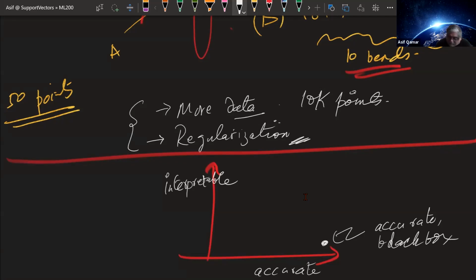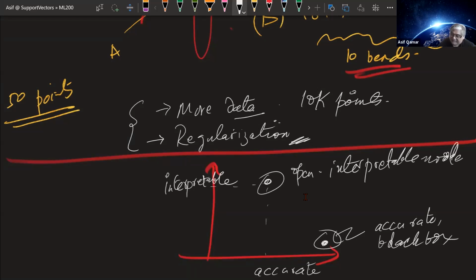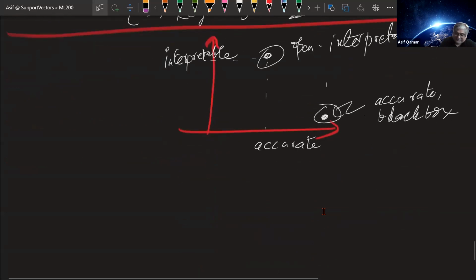And simpler models tend to be not so accurate. They're highly interpretable. A linear model, for example, or a decision tree, are highly interpretable, but they don't give you outstanding accuracy for complex problems. So what do you do between this and this open interpretable model? This is a thing we went into in quite some detail in my boot camp. The new thinking is you can actually get away by not compromising on accuracy.